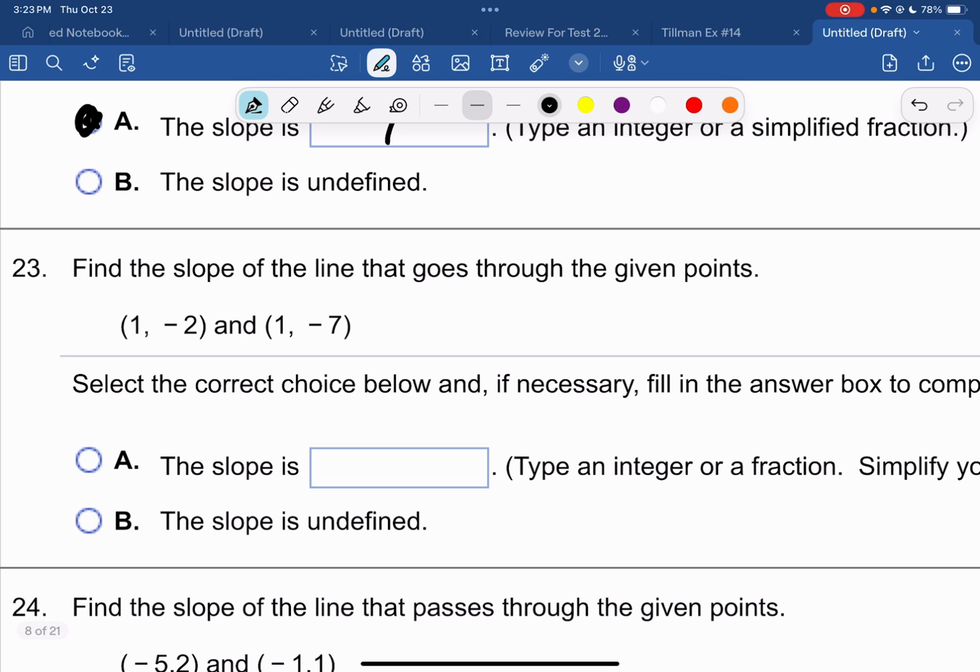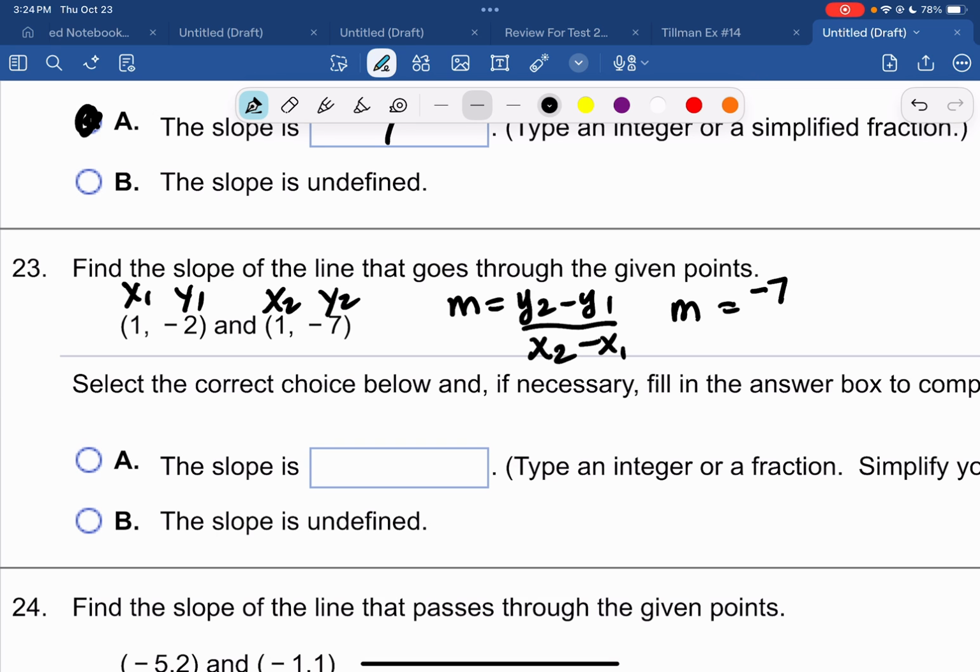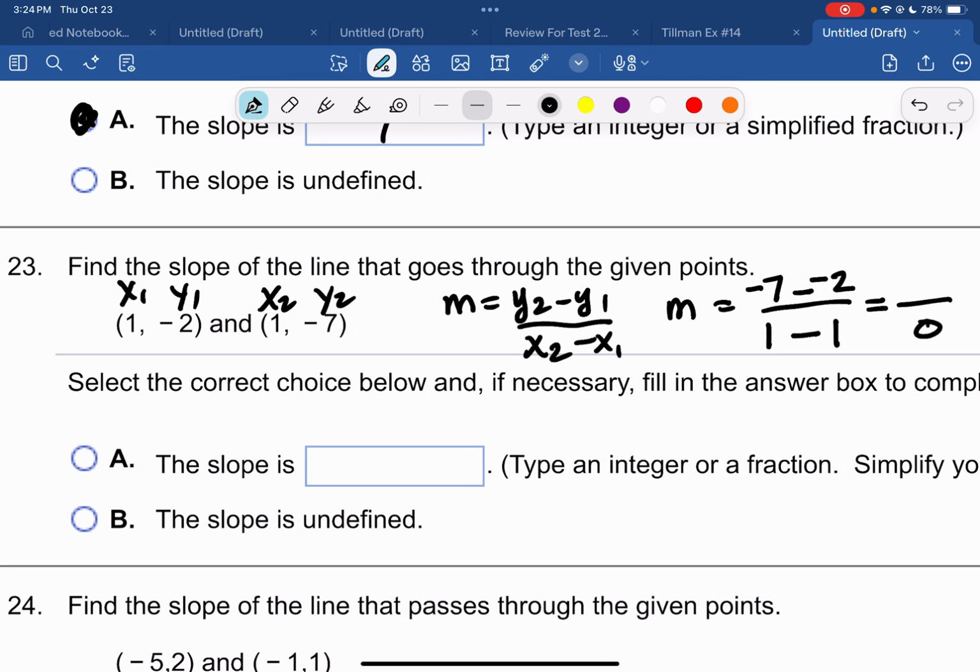Number 23. Slope is y sub 2 minus y sub 1, x sub 2 minus x sub 1. So our slope, x1, y1, x2, y2, is negative 7, subtract a negative 2, over 1, subtract 1. Now look, I'm going to go ahead and just look at this. I'm not even going to do the numerator because look, my denominator is 0. This slope is undefined. Okay?